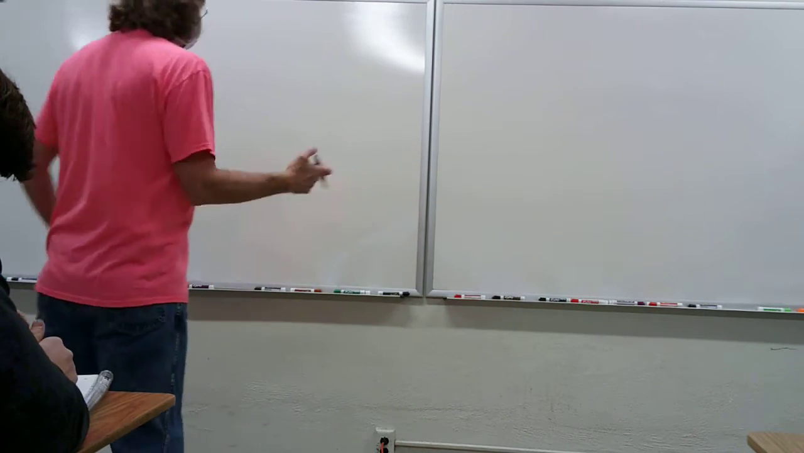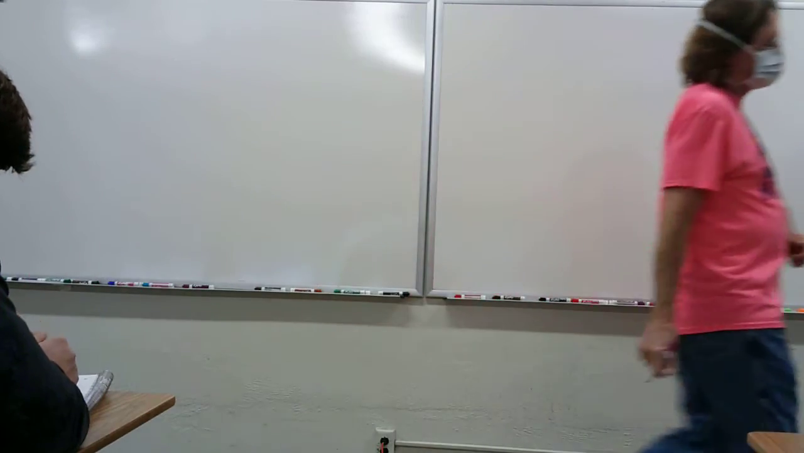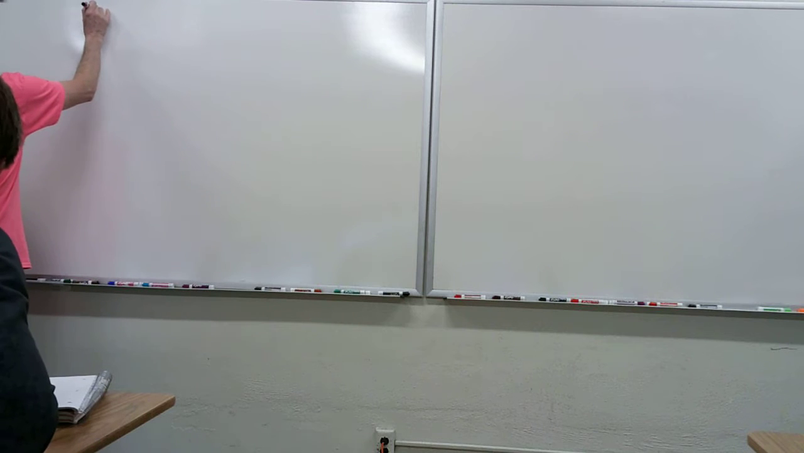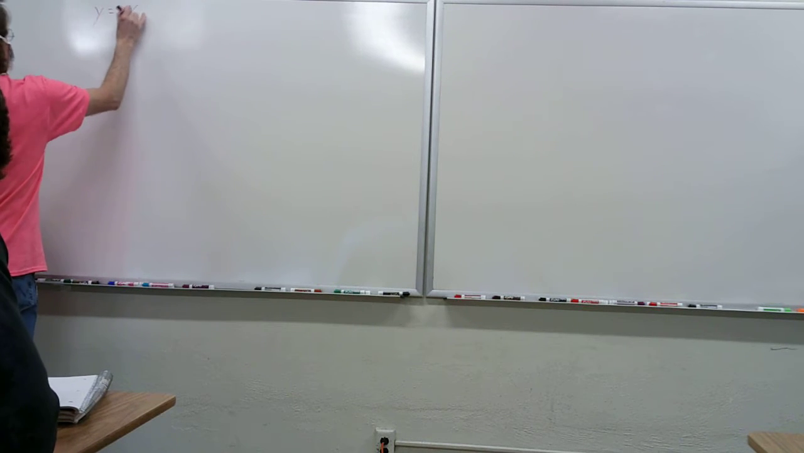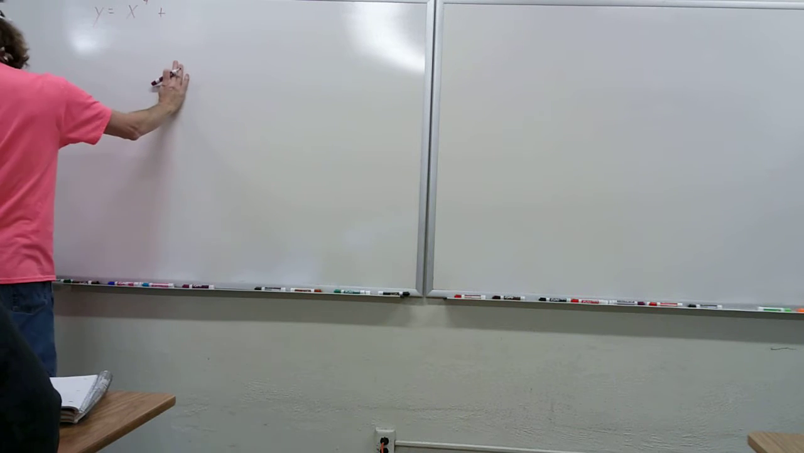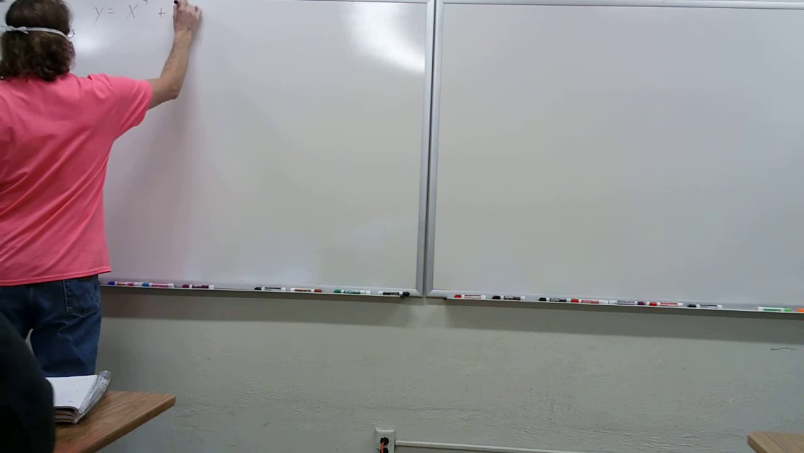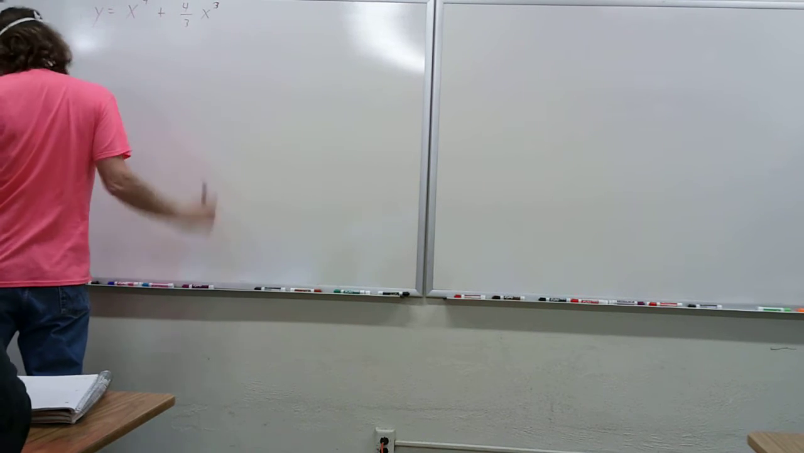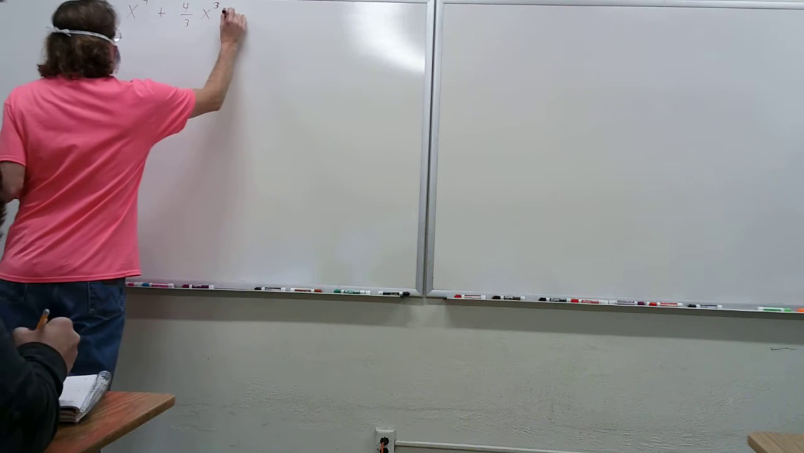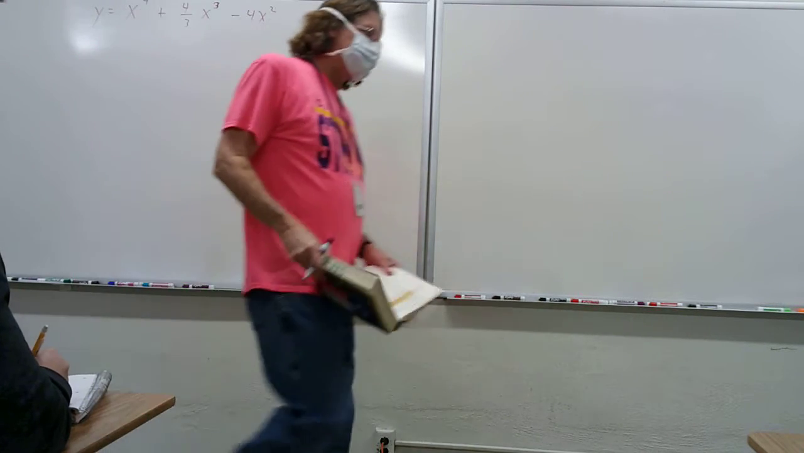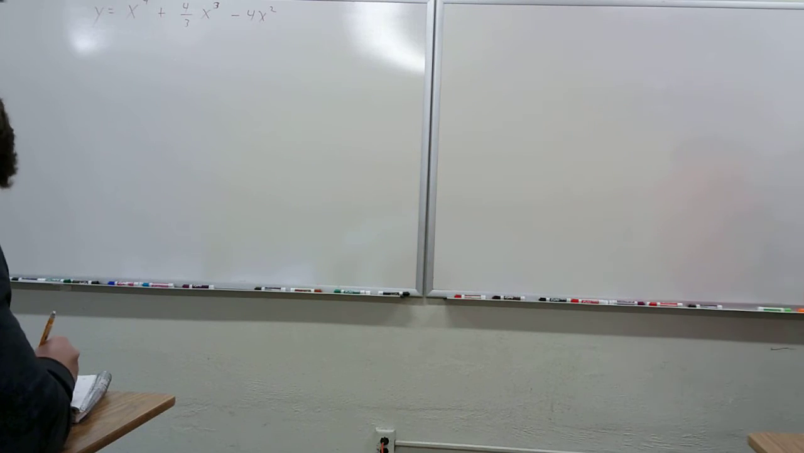All right, here we go. We have the original function, y equals, or f of x equals x to the fourth plus 4/3 x cubed minus 4x squared. I'm about to show you how to use all that information I gave you. Now, the first thing you want to do is take the derivative.